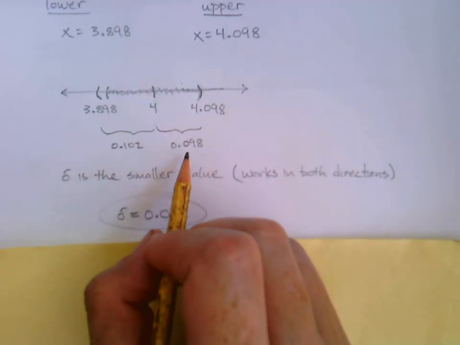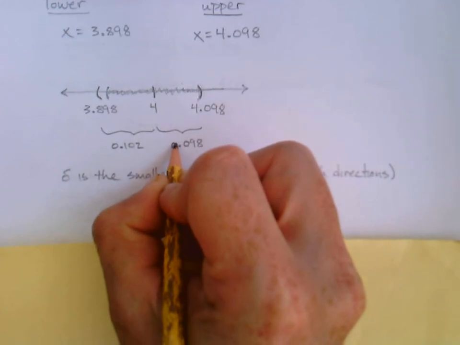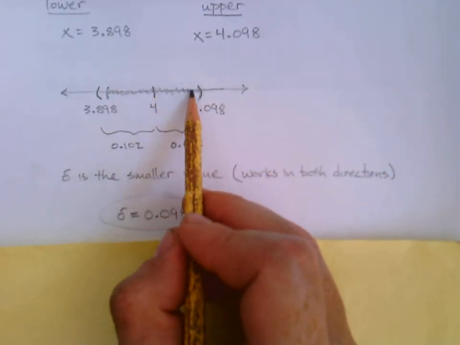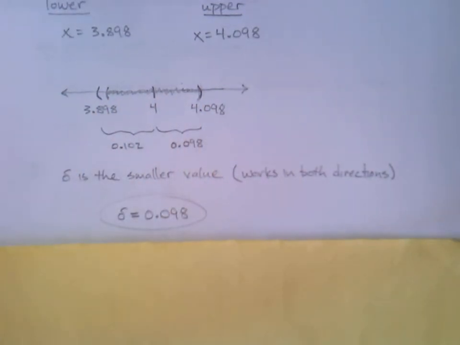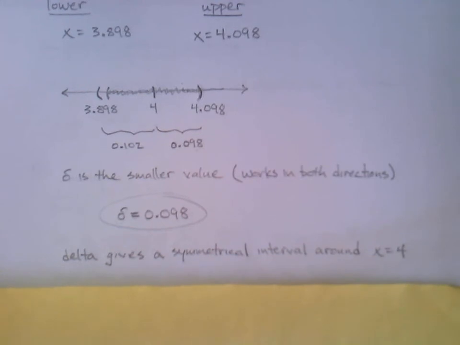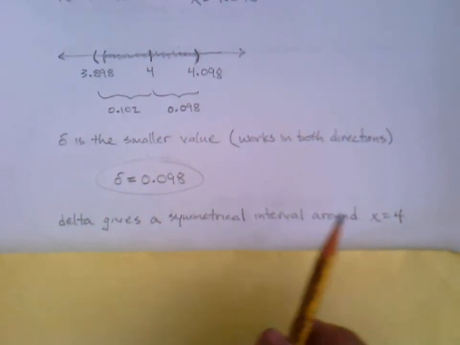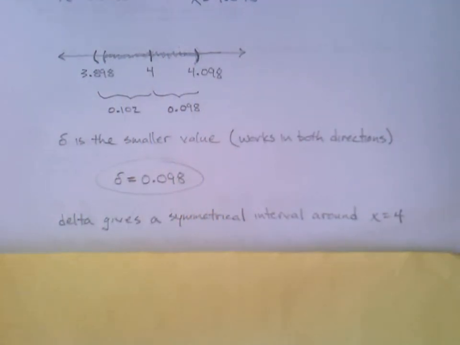So we hedge our bets, or we play it conservatively. We take the smaller one because that one will work in both directions with a little bit of room to spare on one side. In conclusion, delta gives a symmetrical interval around x equals 4, and it's got to work for all those values. So we pick the smaller one.